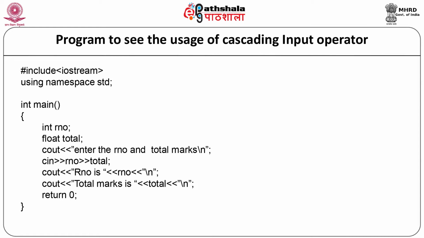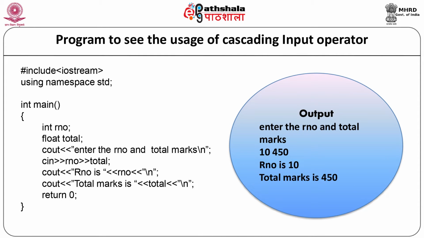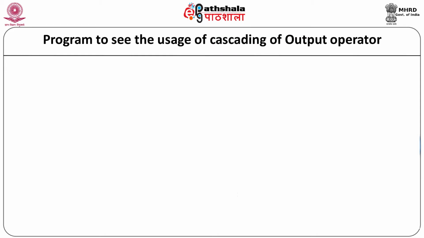When the above code is compiled and executed, it produces the following result: enter roll number, suppose the entered number is 10, enter the total marks, suppose the total marks is 450. Then it will display the output as roll number is 10 and total marks is 450. Now let us see the program to implement the usage of the cascading input and output operators.